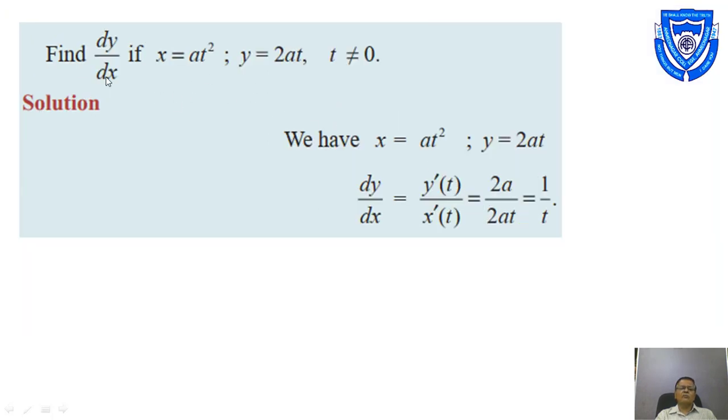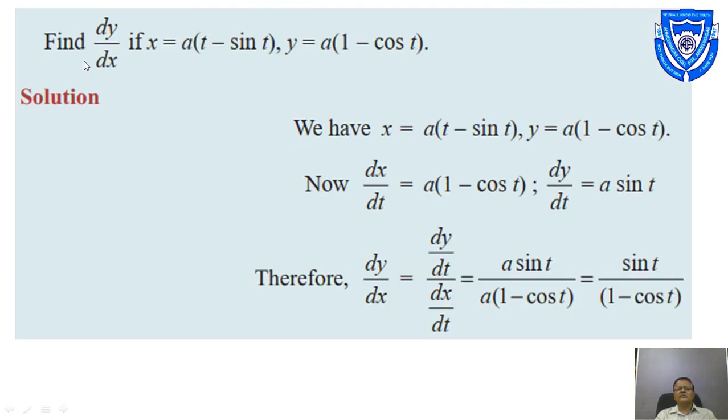This is an example from parametric differentiation. In parametric differentiation, x and y are expressed as functions of a parameter. So here x is equal to at square, y is equal to 2at. We are asked to find dy by dx. Dy by dx is equal to dy by dt upon dx by dt. I have written it in short, y dash t upon x dash t. Y dash t means the derivative of y, the derivative of 2at, which is 2a. And x dash t means the derivative of x, the derivative of at square, which is 2at. 2a gets cancelled, and we get 1 upon t.